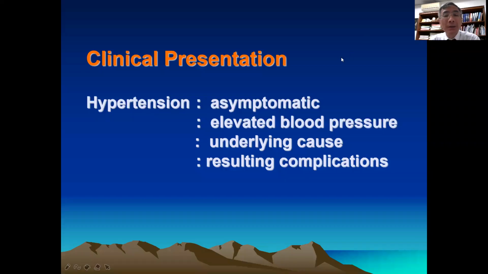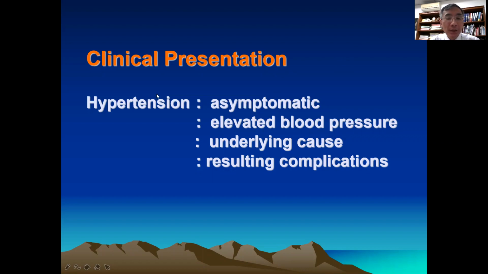Hello again, everybody. Let's now come to the clinical presentation of the hypertensive patient. When the patient comes to see the doctor, what does the doctor look out for in terms of the history, the symptoms to ask about, and the examination? What are the signs the doctor needs to look for when examining the patient?